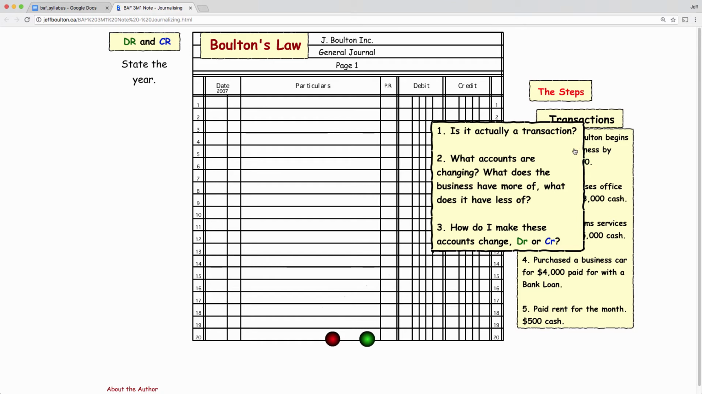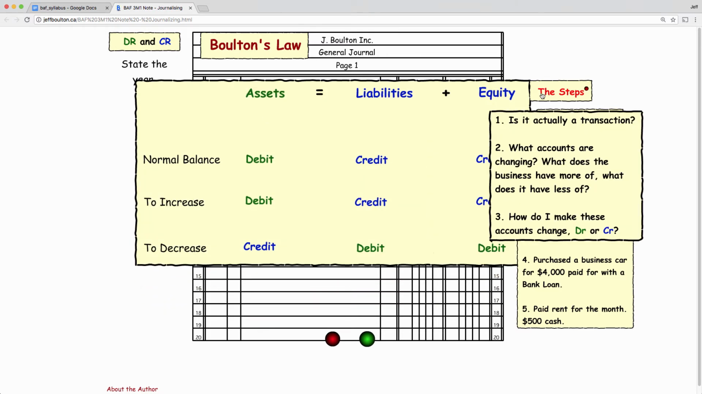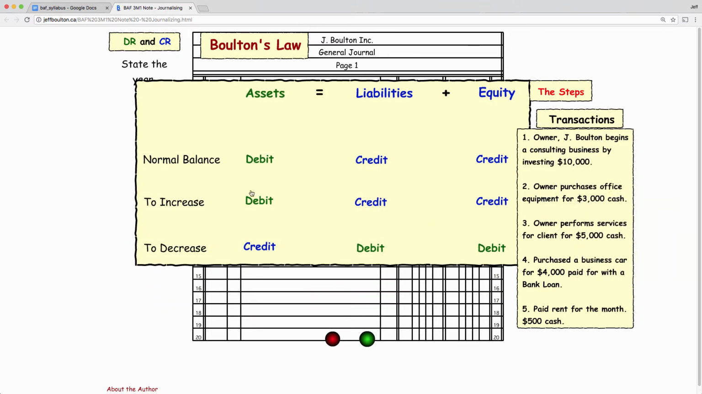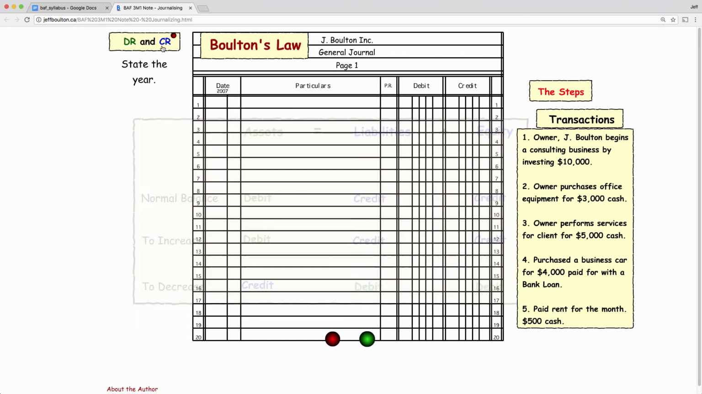Is it a transaction? If so, what accounts go up or down? And then think, what makes them go up or down? And you've got to remember those rules, right? The whole, if it's on the left side, it's a left entry to make it go up, and the opposite to make it go down, et cetera. So let's do the first one.